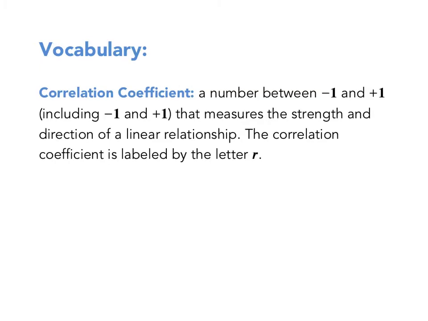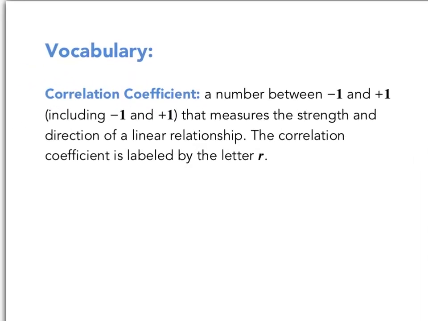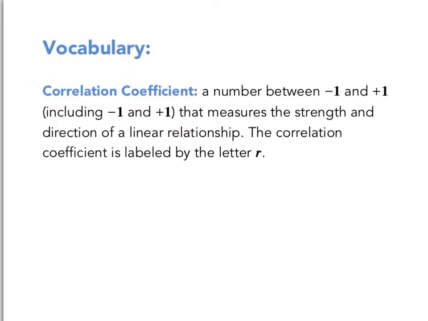So what is the correlation coefficient? It's a number between -1 and +1, including -1 and +1, that measures the strength and direction of a linear relationship. This is always labeled by the letter R. You're going to be using your calculators to calculate these. You'll see the letter R labeling the correlation coefficient. So it will be a decimal between -1 and +1, and it shows the strength and direction of a linear relationship in a scatter plot. Let's take a look on the next slide of what these look like.